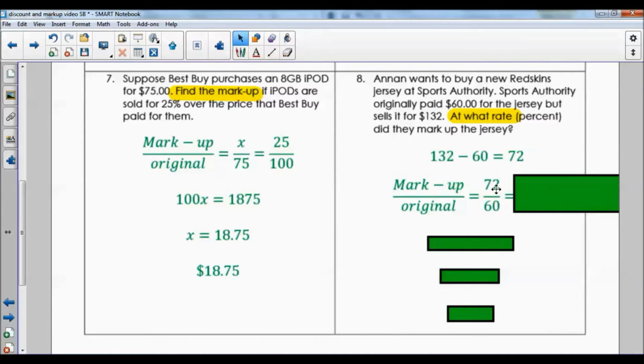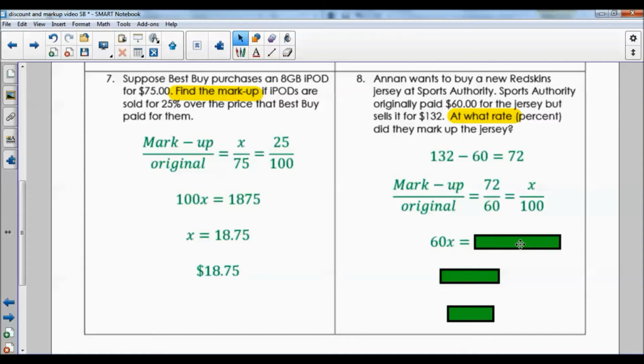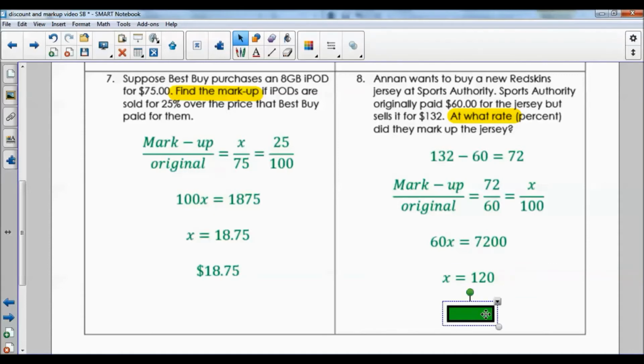So we'd have $72 over the original, which was $60, is equal to x out of 100 because we're trying to find the rate or the percent. So we're going to put x over the 100. Then we're going to cross multiply. 60 times x is 60x. 72 times 100 is 7,200. Divide by 60 on both sides, and we get x is equal to 120. So then the markup rate is 120%.